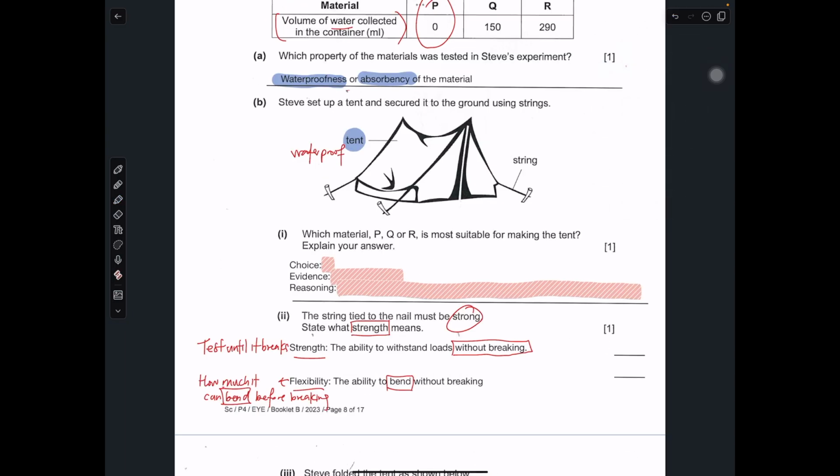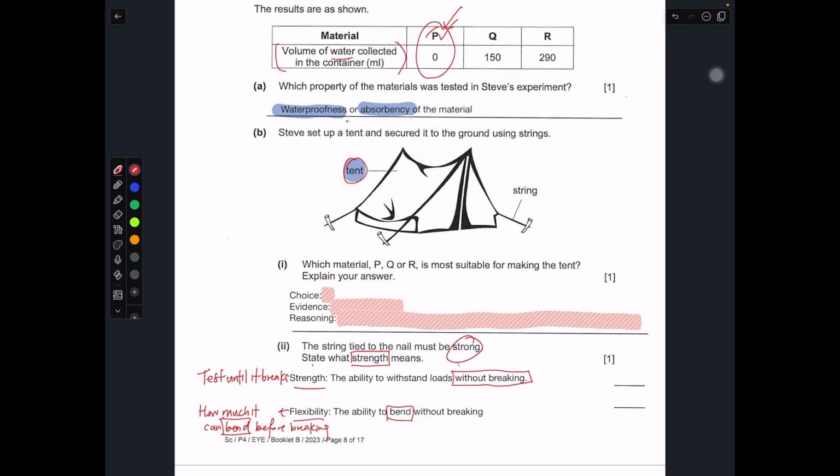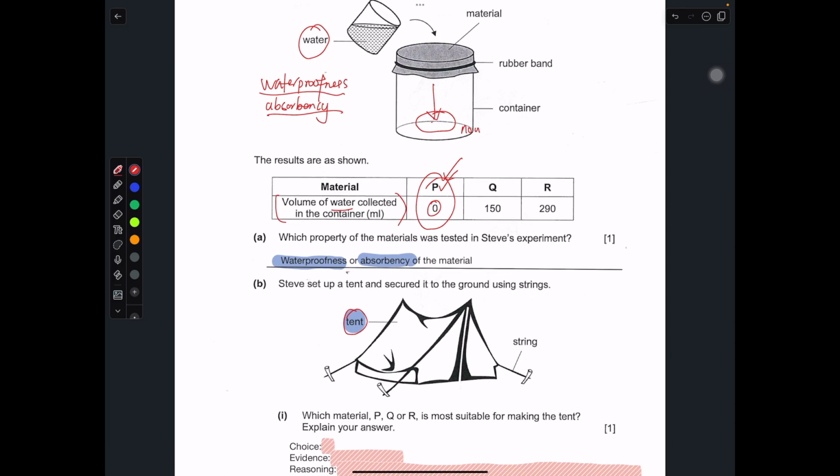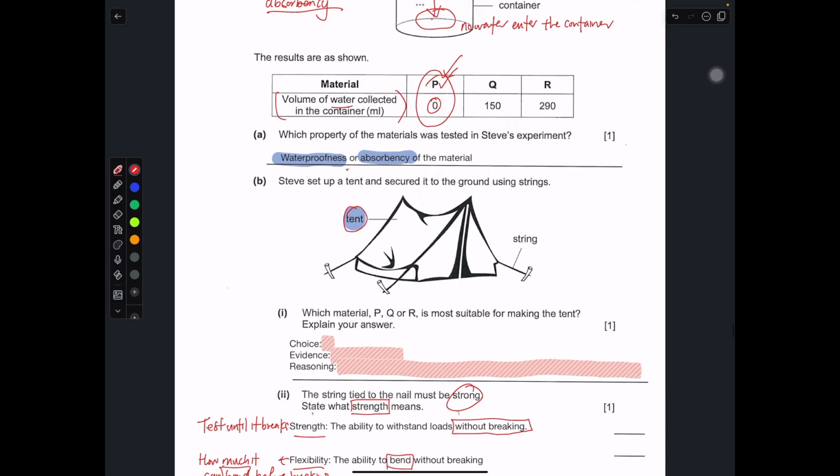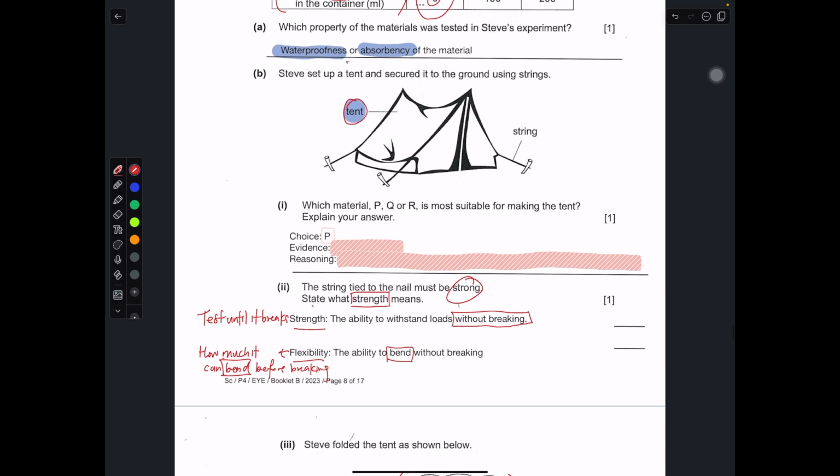So for part B, Steve set up a tent and secured it to the ground using strings, and we have the tent itself. That is something that we want to take note of. Which material will be the most suitable to make the tent? It will be P, because the amount of water collected in the container is 0, so it shows that no water entered the container. Most of the water is found here, more or less trapped by the material. So it tells you that P must be waterproof.